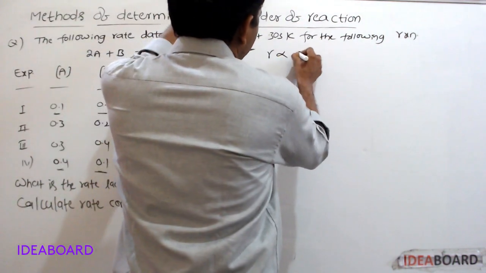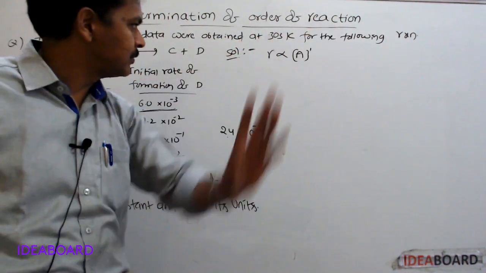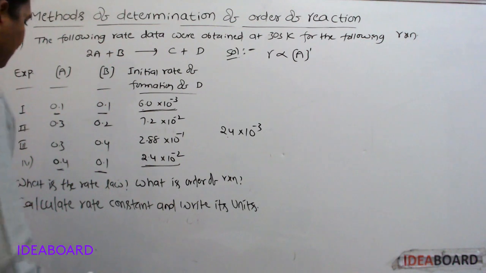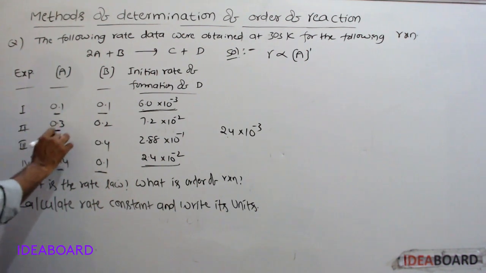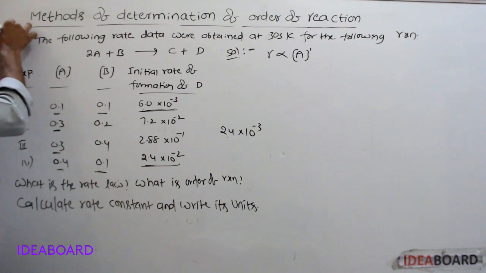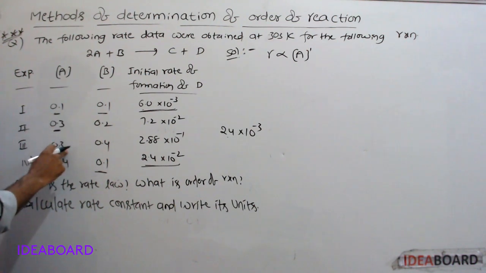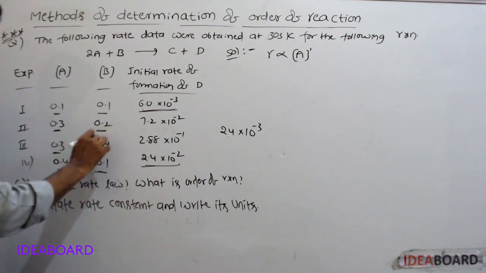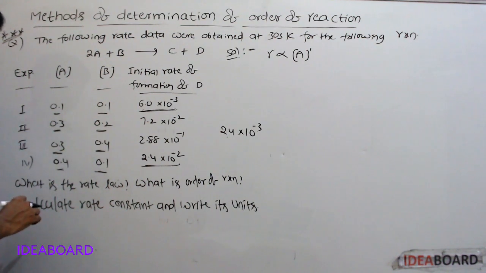Rate is directly proportional to A concentration power 1. Order with respect to A is 1. Next, I am taking second and third experiments because, by keeping A concentration constant at 0.3, 0.3, this is a very important model problem. By keeping A concentration constant, B concentration is doubled.